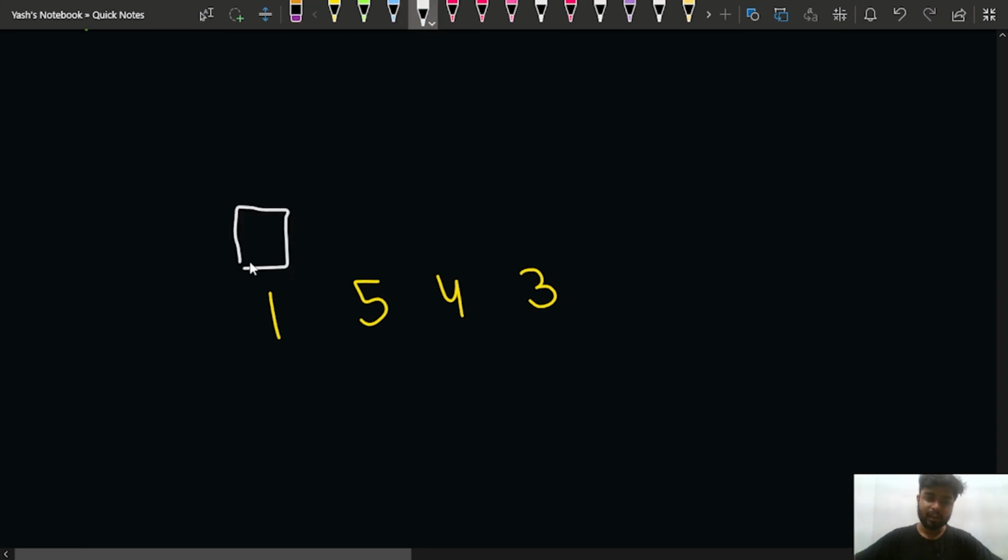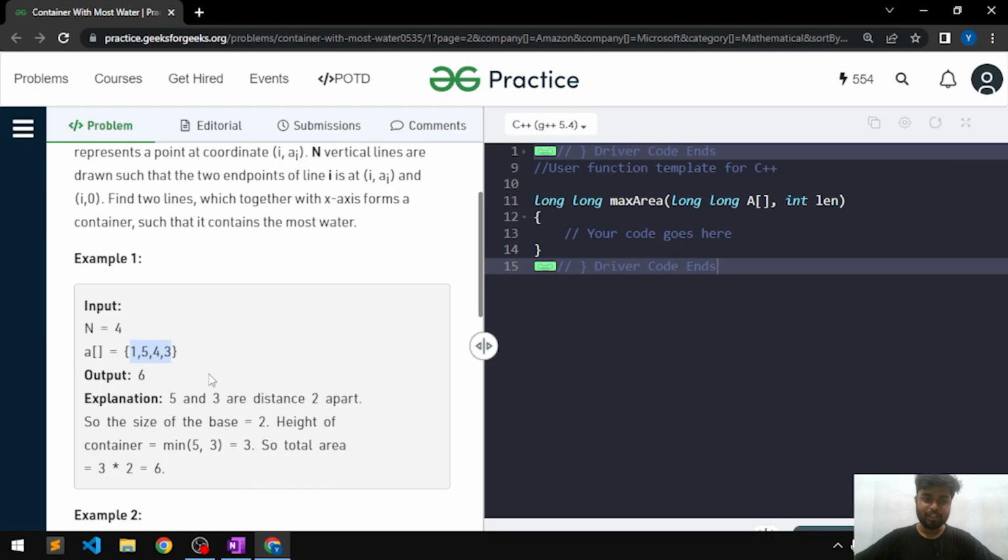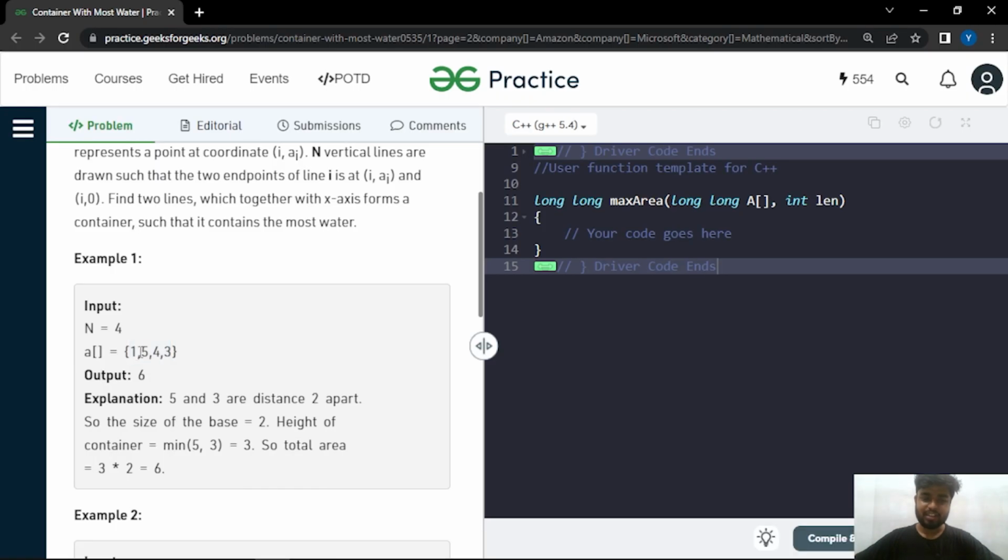Then after that there will be a pillar of length 5, so let's quickly draw it like this. After that there will be a pillar of length 4 as well, so let's draw it. All of them will have the same width actually. Then there will be a pillar with height 3. Now what I need to do is tell which two pillars I should choose such that the water stored between them is maximum possible.